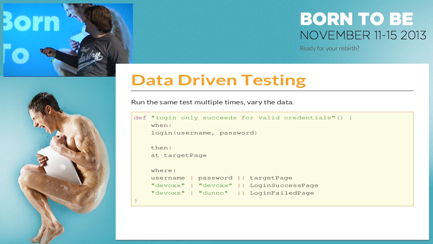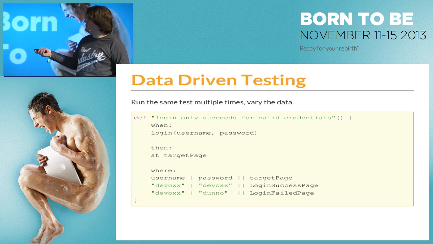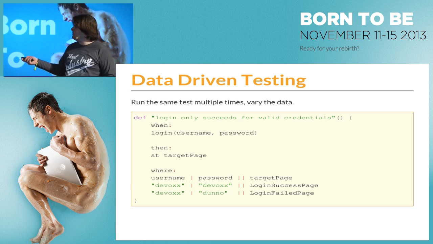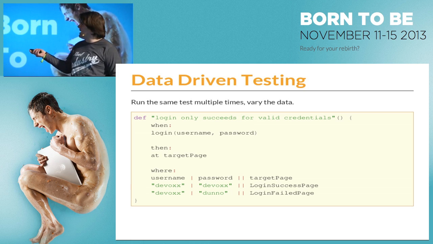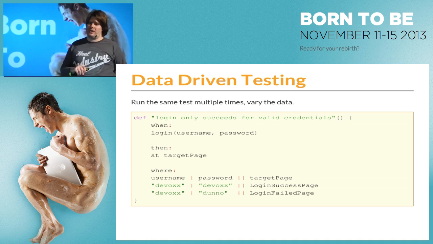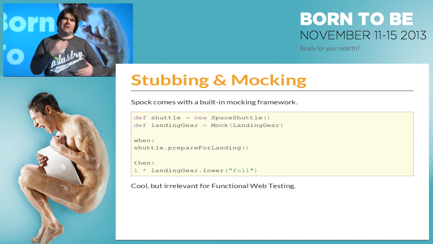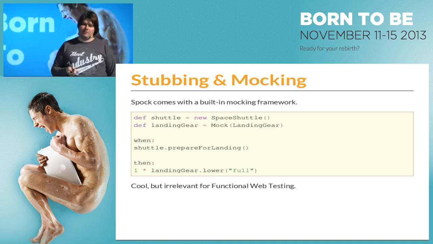And this is a data table where the first line is the header. So we have 3 variables here, username, password, and target page. And then each other line provides 1 value. So this test would be run twice. For the first run, we would use a username of Devox and a password of Devox, and we would expect to land on that page. And for the second run, we would use a different password and would expect to land on the login failed page. So that's a nice way to run the same test multiple times and just change the data.